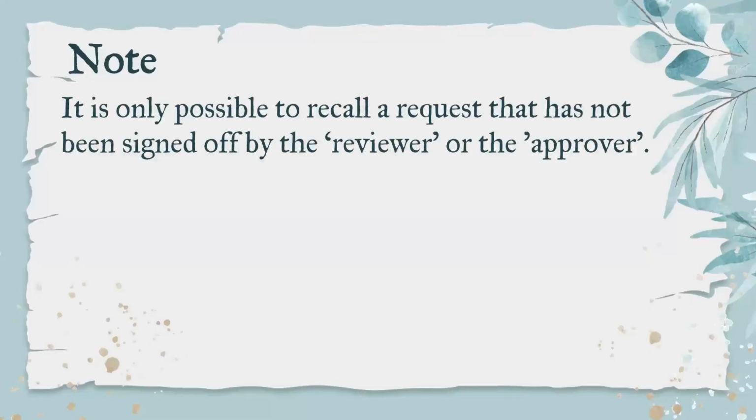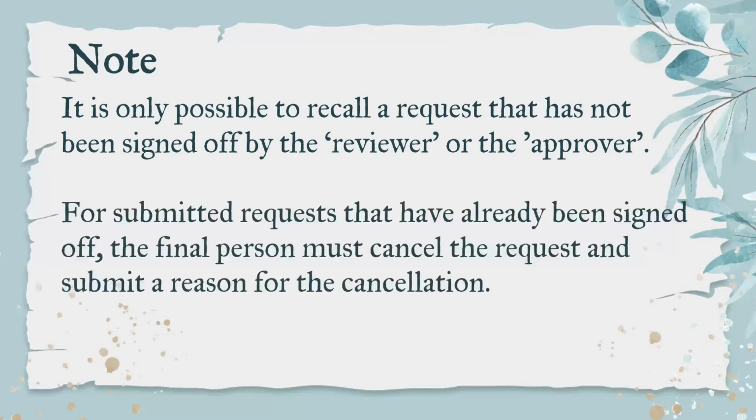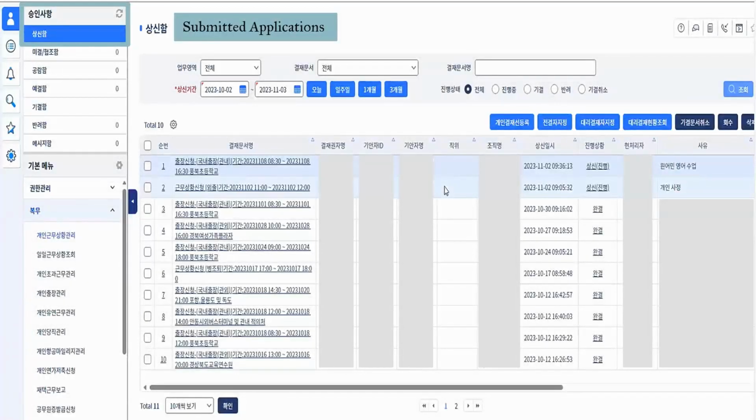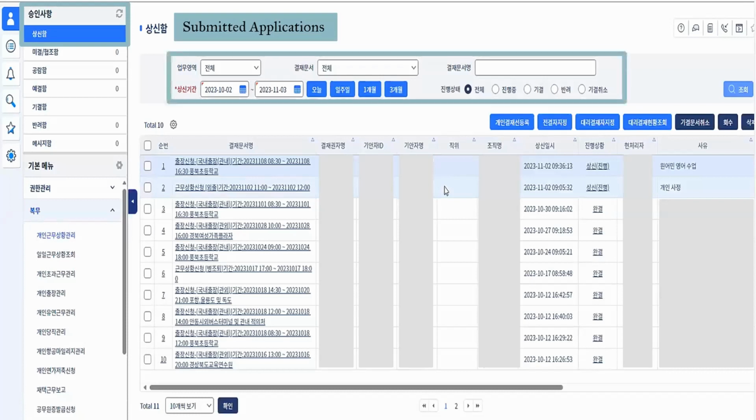It is only possible to recall a request that has not been signed off by the reviewer or the approver. For submitted requests that have already been signed off, the final person must cancel the request and submit a reason for the cancellation. Changing the date will allow you to see all applications for leave during a certain time period.